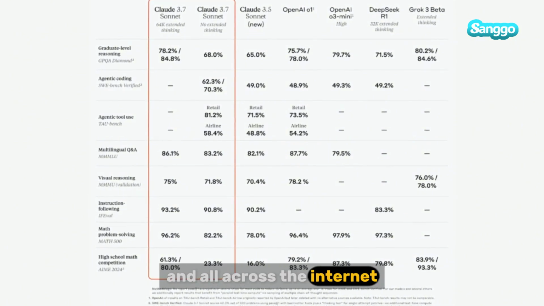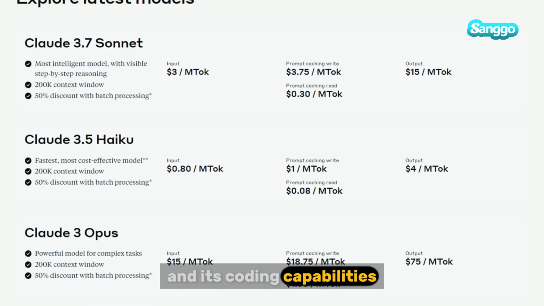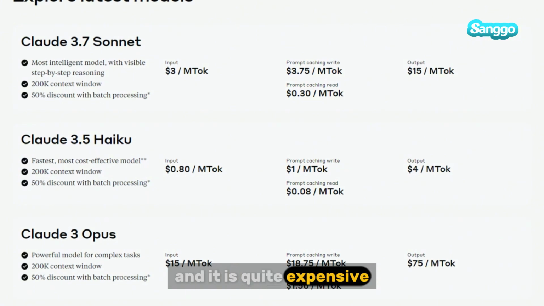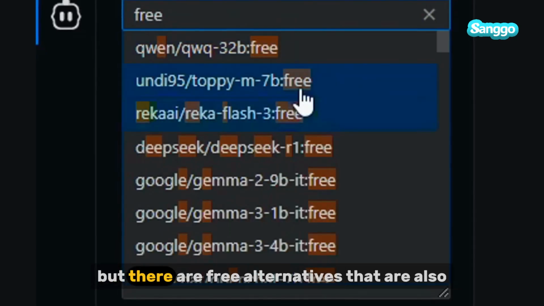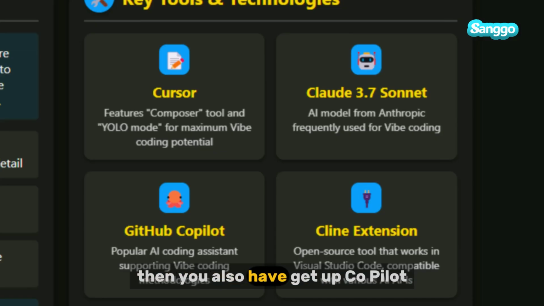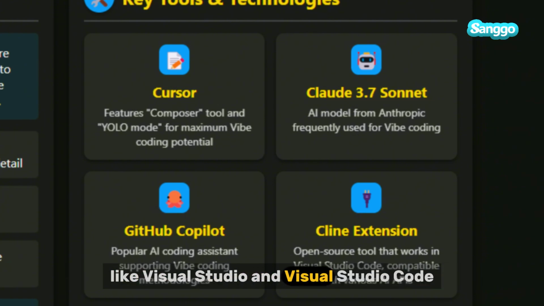And all across the internet, a lot of people are talking about Claude and its coding capabilities. The thing with the Claude API is that it is a paid service and it is quite expensive, but it's really good. But there are free alternatives that I'll also show you how you can get access to. Then you also have GitHub Copilot, which is already integrated into Microsoft's products like Visual Studio and Visual Studio Code.